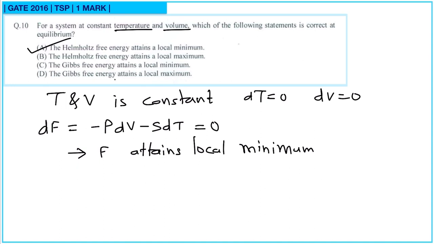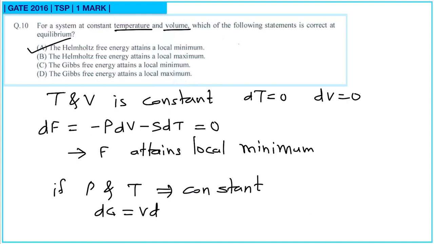Gibbs free energy will be relevant when pressure and temperature are constant. So if pressure and temperature are constant, then in that case dG is equal to VdP minus SdT. So that will be equal to 0. So then G will attain local maximum. Here temperature and volume is constant, so Helmholtz free energy will attain local minimum.